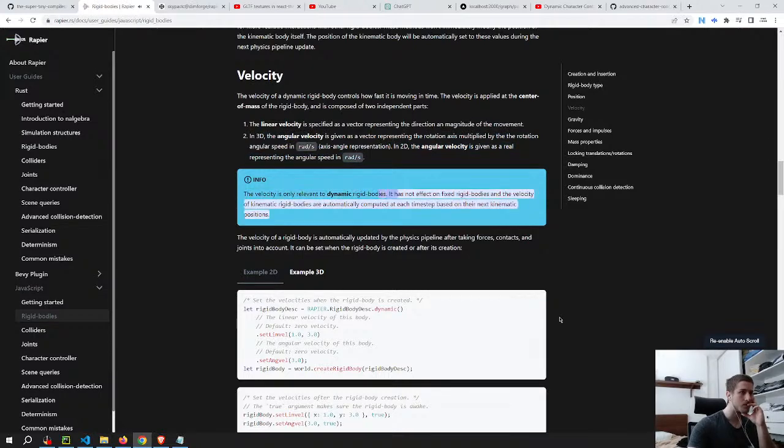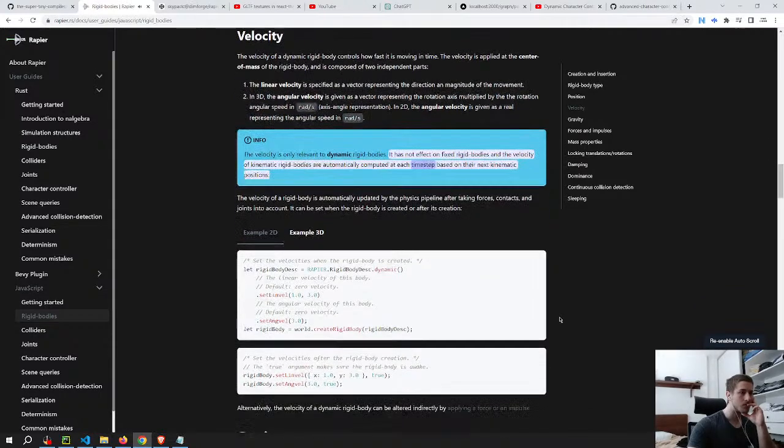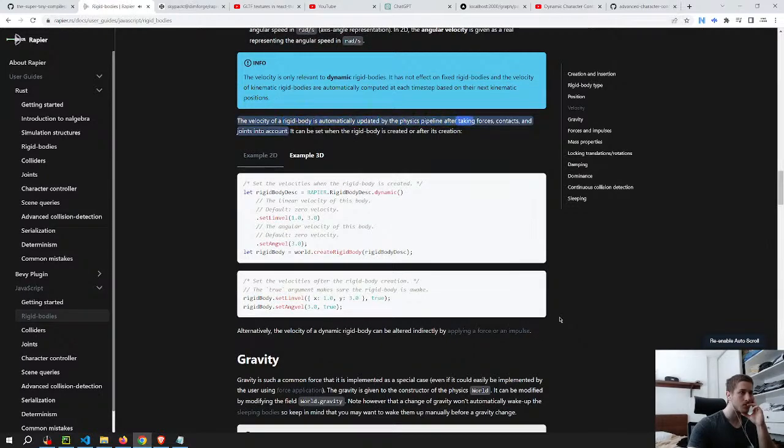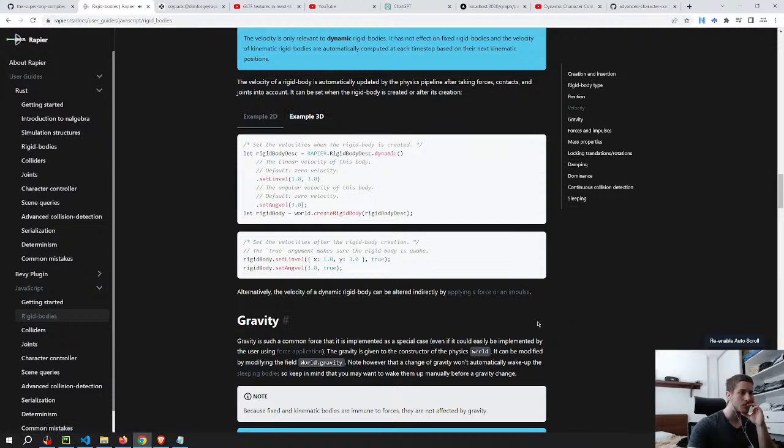The velocity is only relevant to dynamic rigid bodies. It does not affect fixed rigid bodies, and the velocity of kinematic rigid bodies is automatically computed each time step based on the next kinematic positions. The velocity of a rigid body is automatically updated by the physics pipeline after taking forces, contacts, and joints into account. It can be set when the rigid body is created or after its creation. Example 2D, example 3D: // set the velocities when the rigid body is created. let rigid_body_desc = RapierRigidBodyDesc.dynamic() // the linear velocity. Alternatively, the velocity of a dynamic rigid body can be altered indirectly by applying a force or impulse.